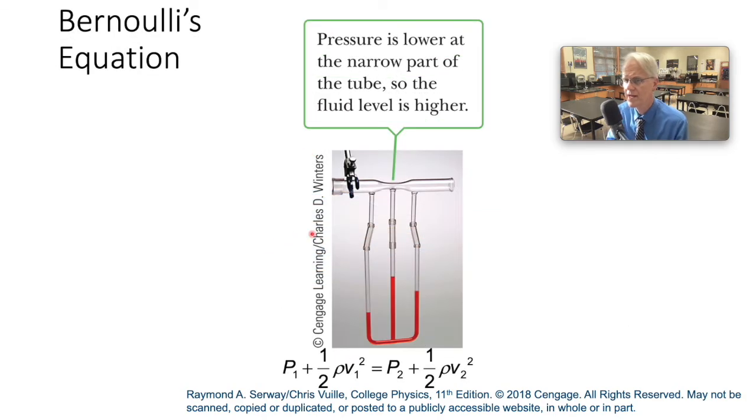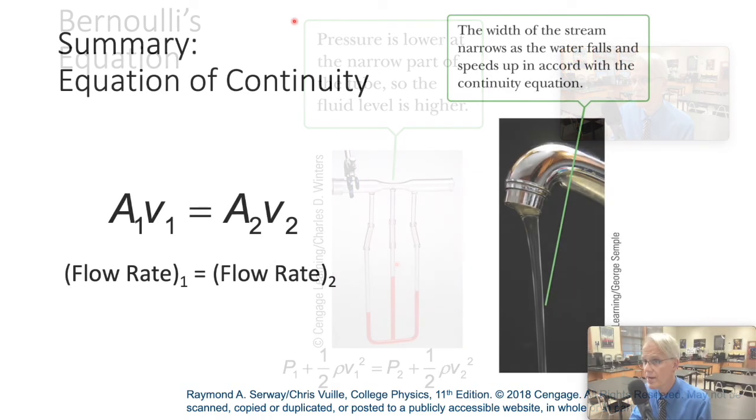Another way to show that is with a Venturi tube. The velocity in the middle here will be lower than at the two sides. So the pressure is lower, the fluid is higher. This is unlike what we've seen before because the pressure in this column and this column and this column are different. Let's summarize what we know.